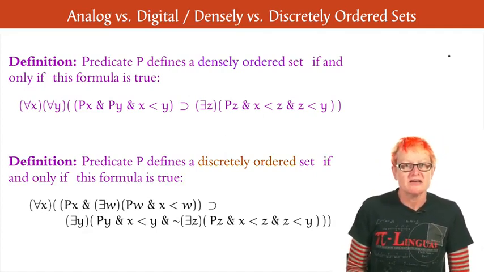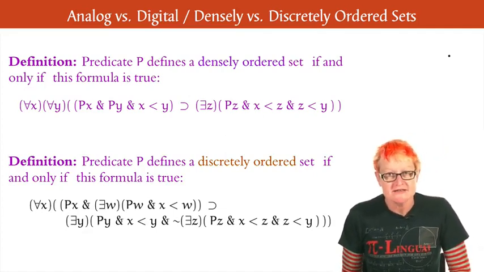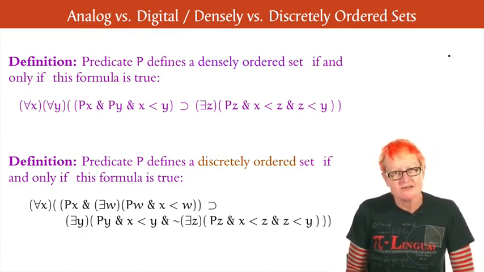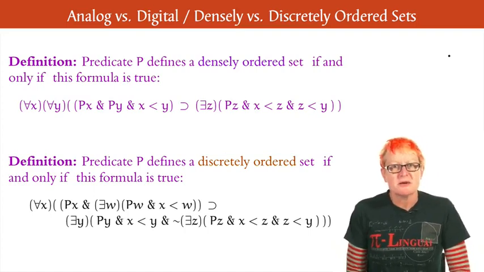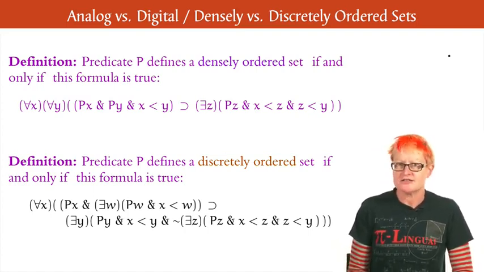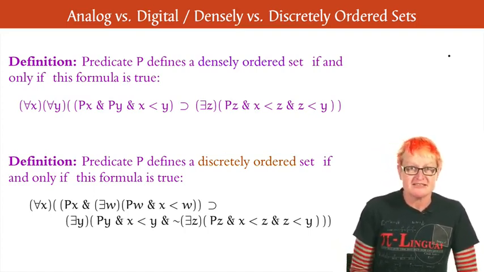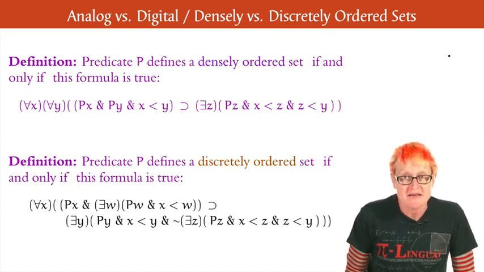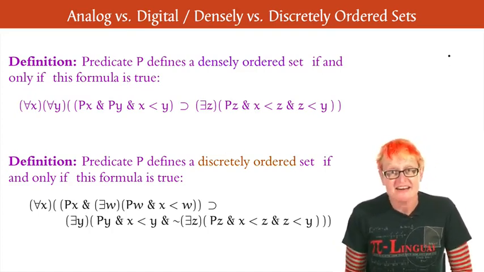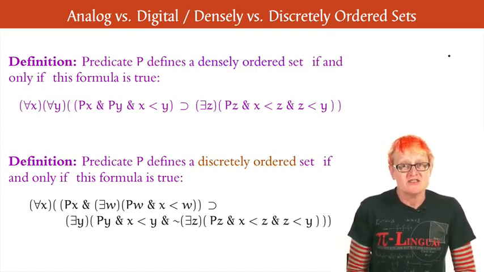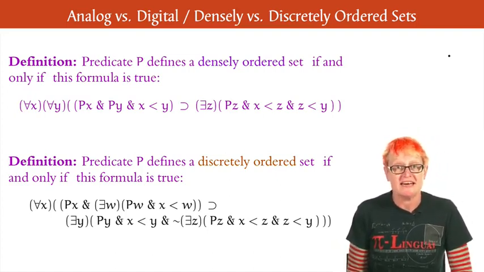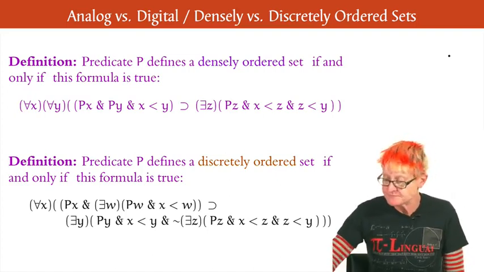A one-place predicate P defines a discretely ordered set if and only if the following formula is true. For all real x and y, if x belongs to the P set and x is not the largest in the P set, because there exists a w in the P set greater than x, then there exists a y in the P set that is greater than x, and there does not exist any number z in the P set that lies between x and y.